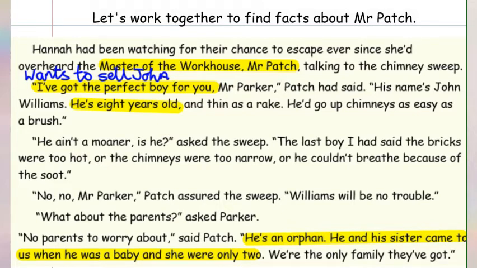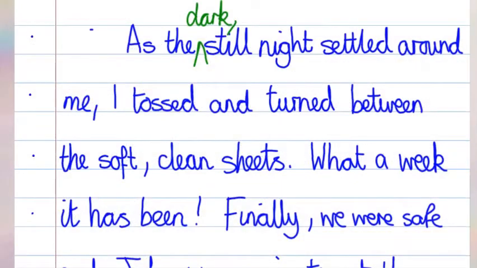And Mr. Patch doesn't have a problem with selling John because he's an orphan, so he's got nobody to answer to, and he's the only family that poor John has got. So, as a collective, as a class, we can reach the conclusion that Mr. Patch is an awful, awful character that we would not like to meet in our real life. Our many weeks of work and understanding the story will lead to us being able to write a new chapter for the book. And here we have some work that I wrote with the help of the children last year.